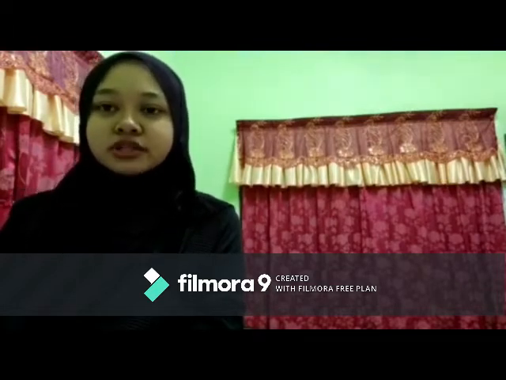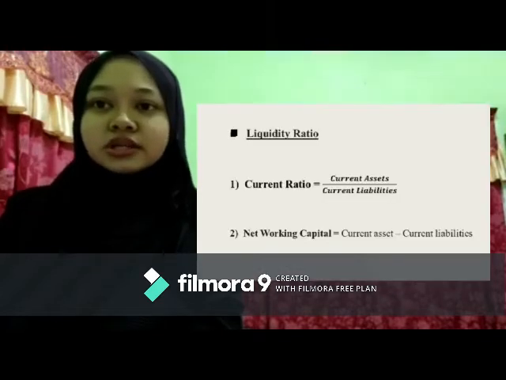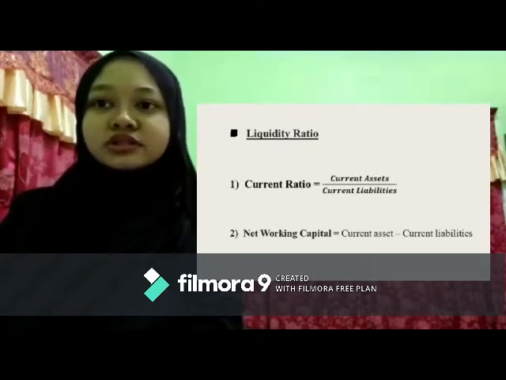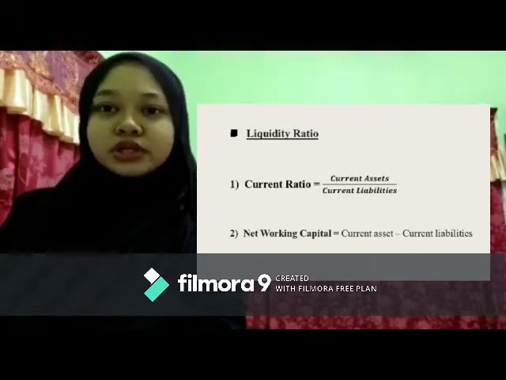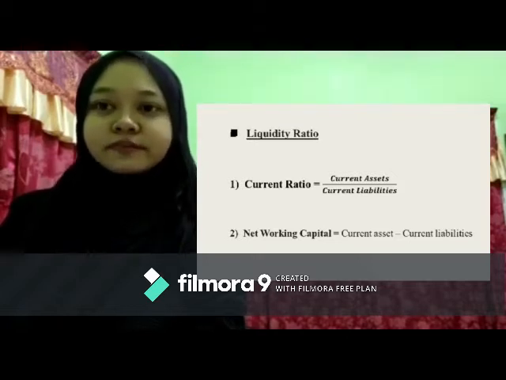Today I want to present about calculation ratio. There are 14 ratios that we use. Firstly, liquidity ratio. Under the liquidity ratio, there are current ratio and net working capital. Formula for current ratio is current assets divided by current liabilities. Formula for net working capital is current assets minus current liabilities.